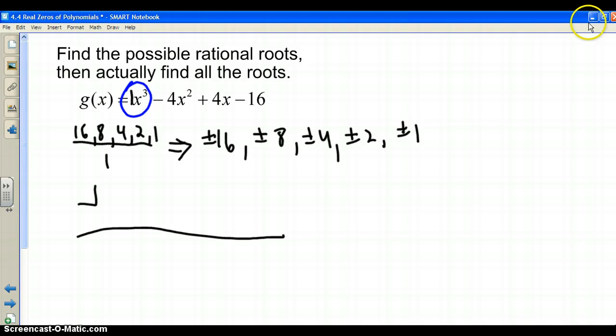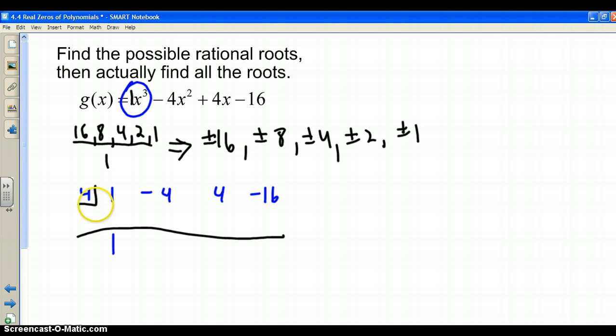And so what I'm going to do is just use synthetic division and put 4 in the box. I'll put the coefficients here, 1, -4, 4, and -16. And I'm just going to synthetically divide out 4. I know it's a solution because I saw it on the graph.